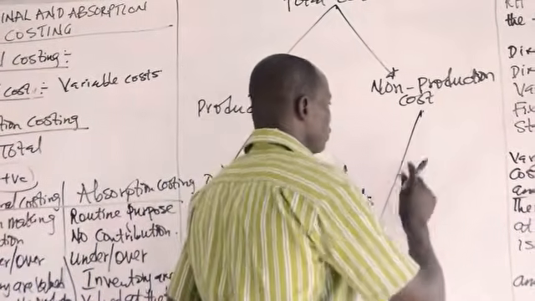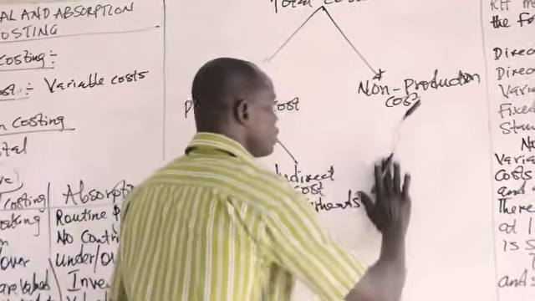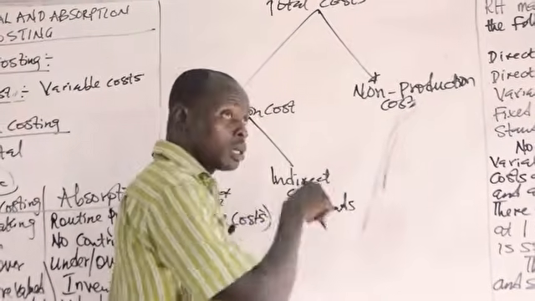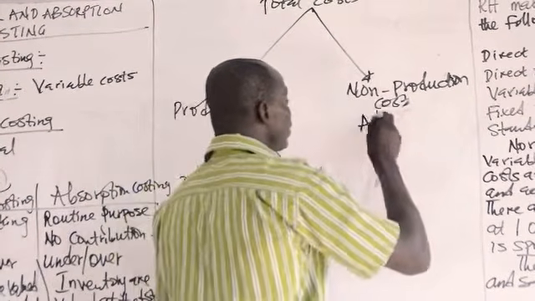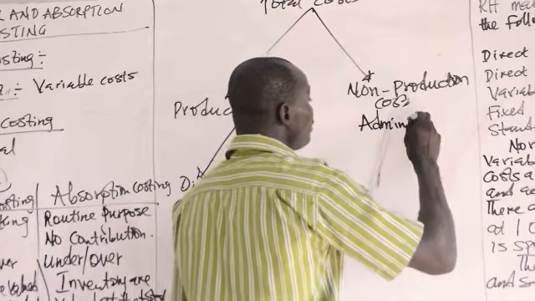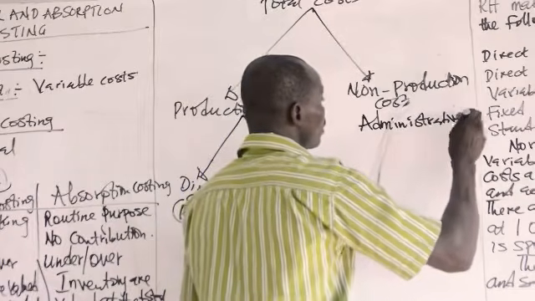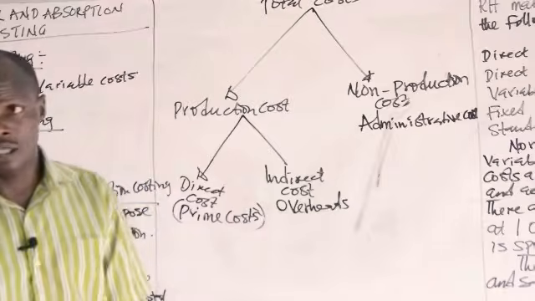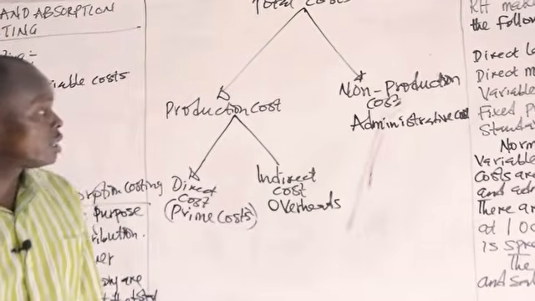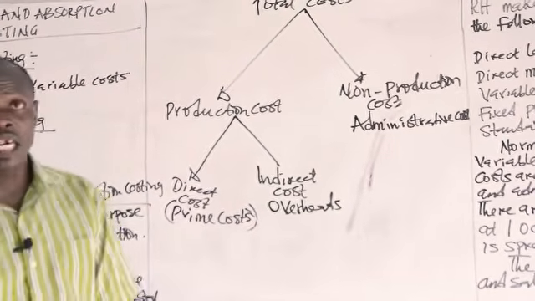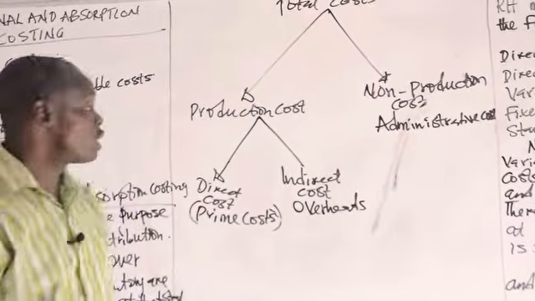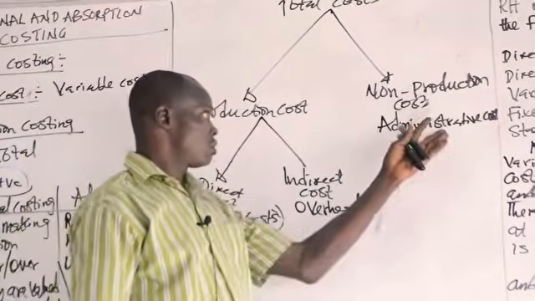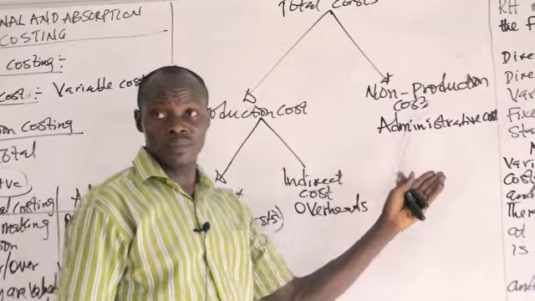Non-production costs. Those costs that don't relate to production. You can have administrative costs. Administrative costs are costs incurred for the purpose of administration. Your salaries and wages, your rent and rates, your transportation expenses, insurance, and so on. It doesn't relate to production.